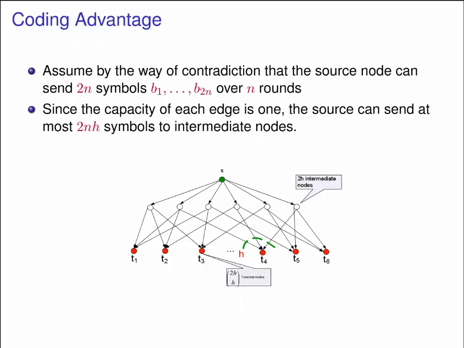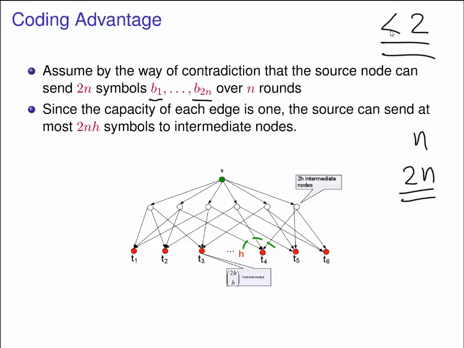So now let us show that in this network, the rate achievable without using network coding is strictly less than 2. The proof is by way of contradiction. Suppose the rate is 2 or more. Then the scheme allows us to send 2n symbols over n rounds. This is what follows if we assume that the rate is 2 or more: if we're using n rounds, we can send at least 2n symbols. Let's denote those symbols B1 to B2n.